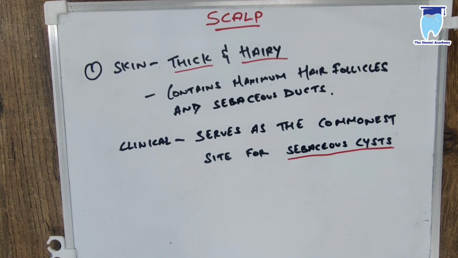First up, in the layers of the scalp we have the skin. The skin is the topmost layer of the scalp, which is very thick and very hairy as it protects the skull from the external environment. It contains the maximum number of hair follicles and sebaceous ducts. It has a lot of sweat glands. Clinically, since the scalp contains the maximum number of hair follicles and sebaceous ducts, it serves as the commonest site for sebaceous cysts.